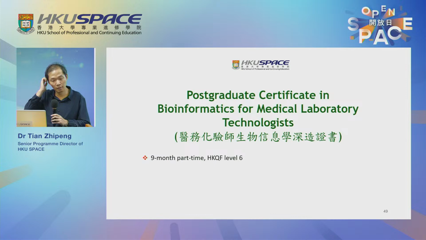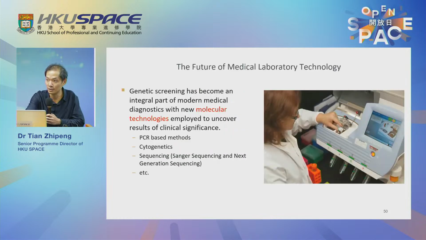The other program is also a new program. It's called Postgraduate Certificate in Bioinformatics for Medical Laboratory Technologists. From the name, you may notice that it's aimed to provide training for MLTs, so it's for those who are already working in the lab. It's a level 6 program, which means it's also at postgraduate level. We expect students to have a degree already before applying to this program.